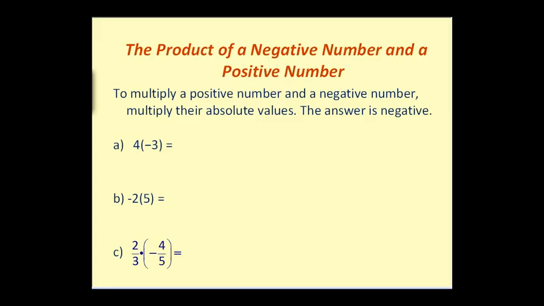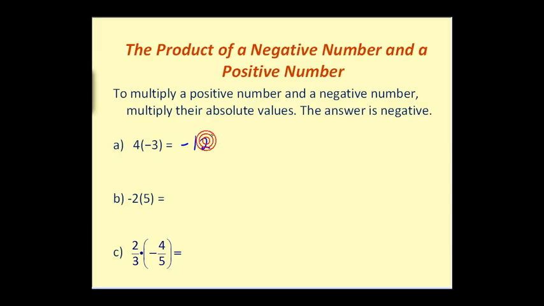Okay, let's start by talking about the product of a negative number and a positive number. Most textbooks state the rule as: to multiply a positive number and a negative number, you multiply their absolute values and the answer is negative. So 4 times negative 3 would give us negative 12.